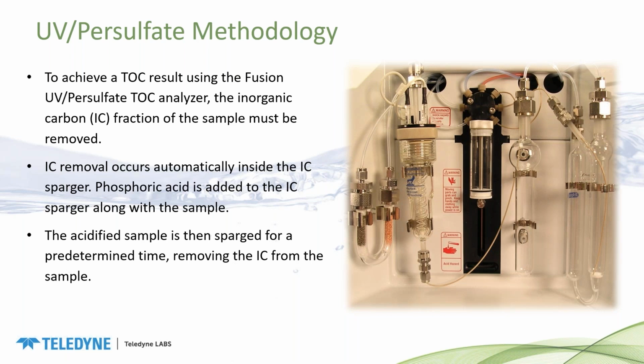To achieve a TOC result using the Fusion, like with the Torch or Lodex, the IC fraction of the sample must be removed. Again, IC removal occurs automatically inside the IC sparger here on the right. The acid is added to the IC sparger along with the sample. The acidified sample is then sparged, removing the IC from the sample.